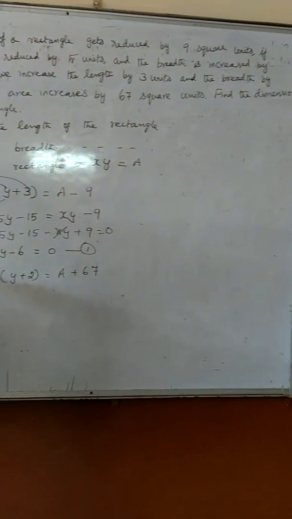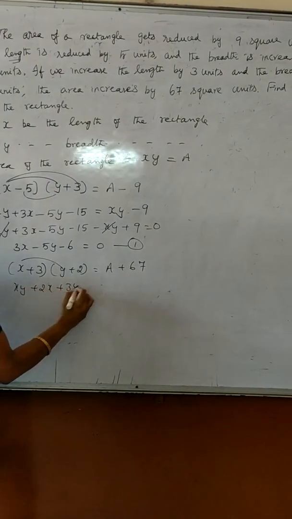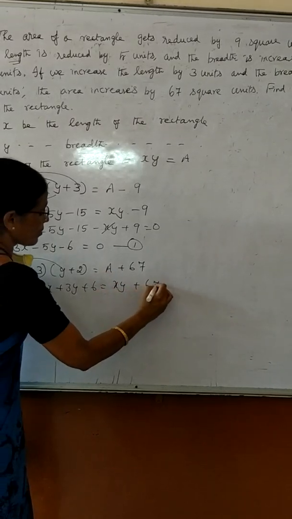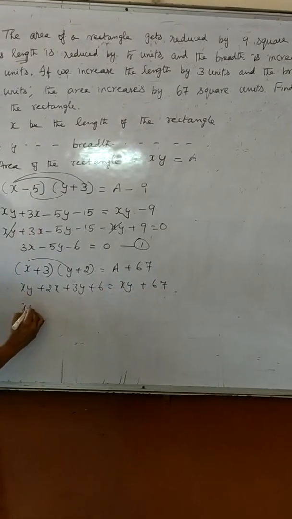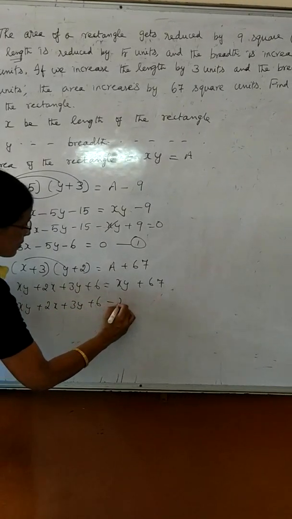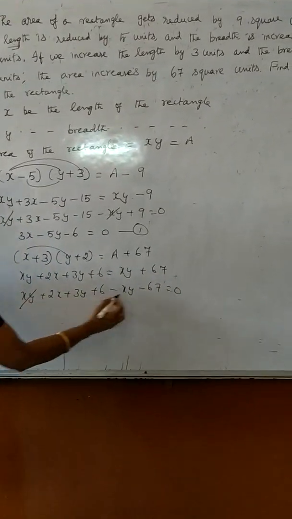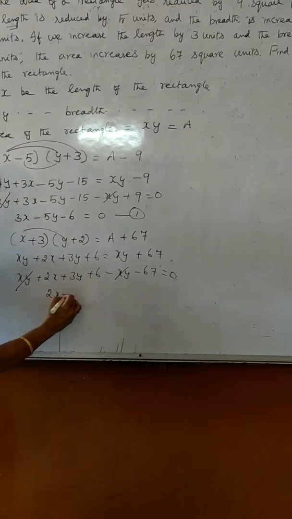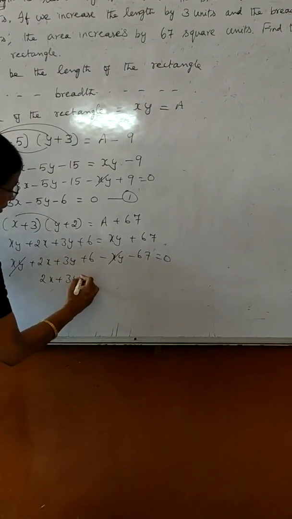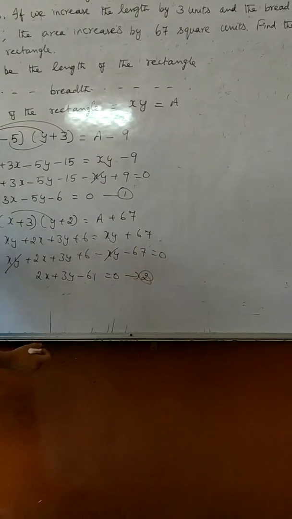Once again we do simplification. It is xy plus 2x plus 3y plus 6. Area is replaced by xy plus what? Plus 67. It is xy plus 2x plus 3y plus 6 minus xy minus 67 equal to 0. You can see xy gets cancelled. We get 2x plus 3y plus 6 minus 67 becomes minus 61 equal to 0, which is the second equation.